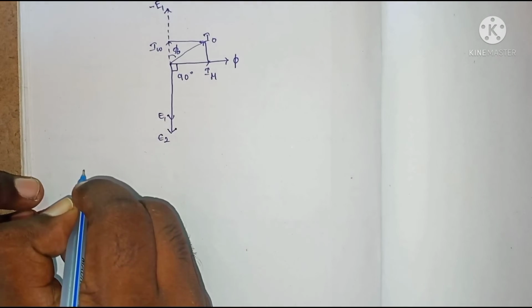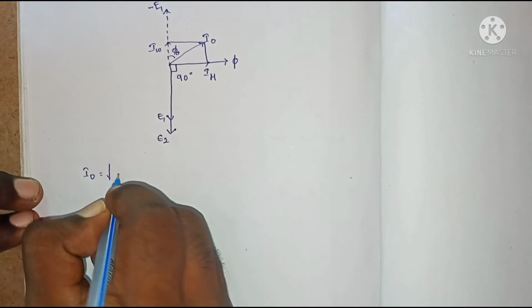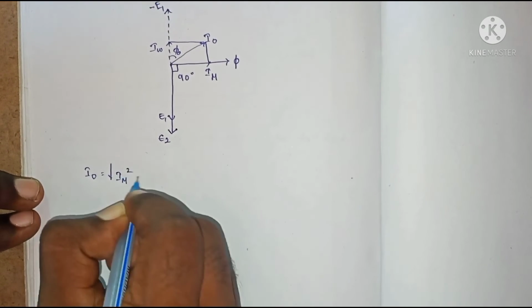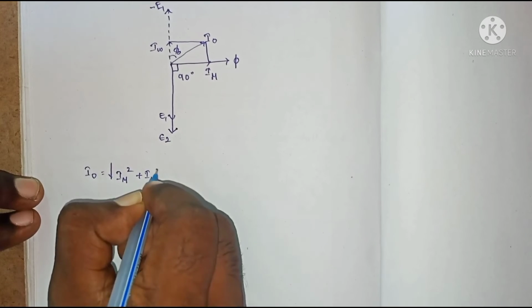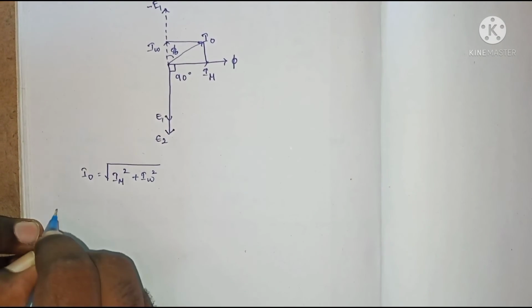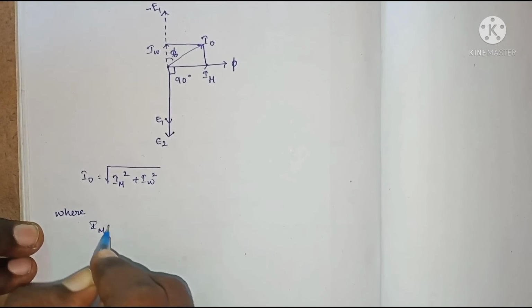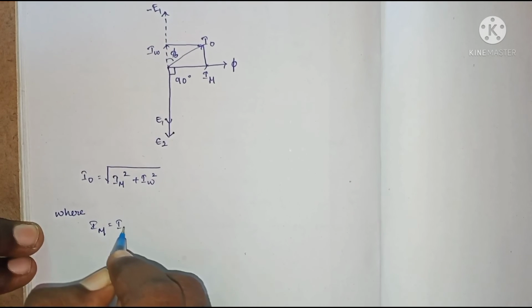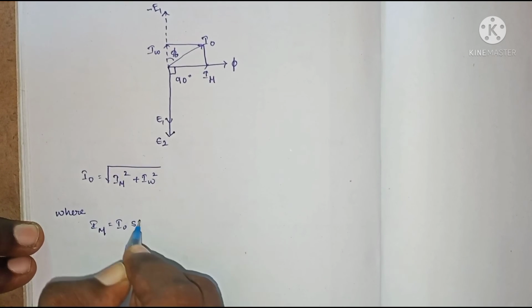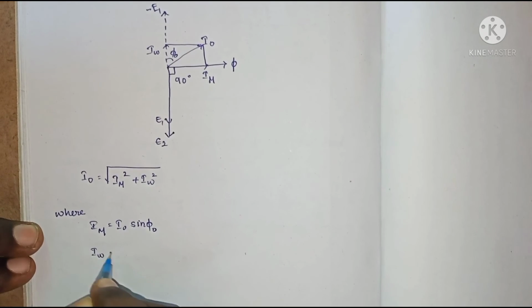From the phasor diagram, we can write I naught equals square root of I mu square plus IW square, where I mu can be found by the product of I naught into sin phi naught, and IW, that is the working component, can be found by I naught into cos phi naught.